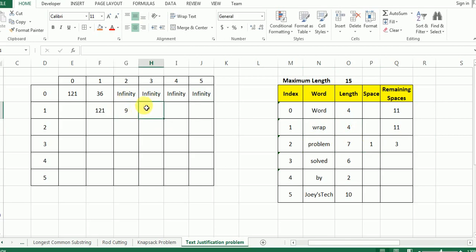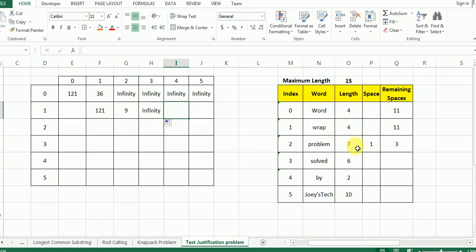Moving on to cell 1 to 3, as you can see, the combined value of this is going to be greater than 15. 4 plus 7 is 11, plus 6 is 17. So this case is not possible. Hence, we are going to populate infinity over here.